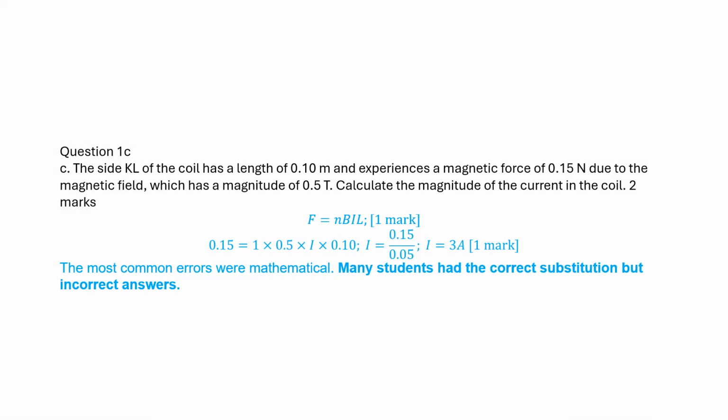We know the value of the force in the magnetic field, the coil length, and the coil turns. These numbers are substituted into the equation, and the current is calculated.